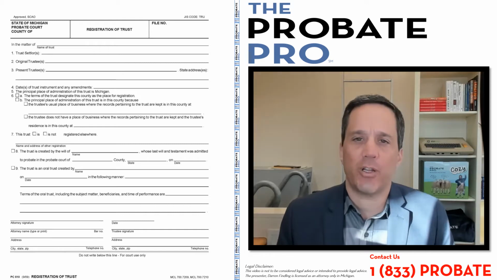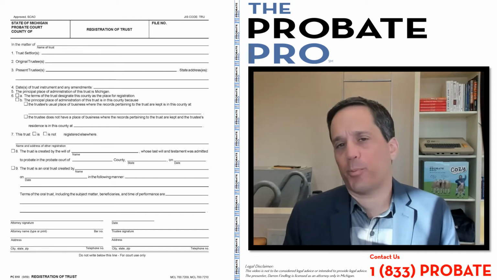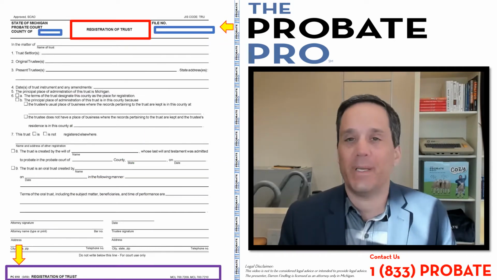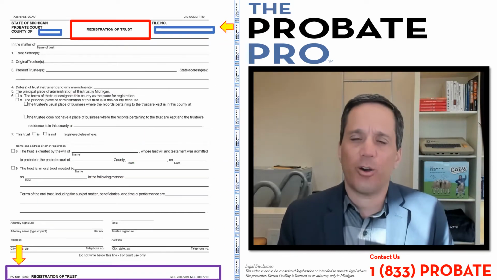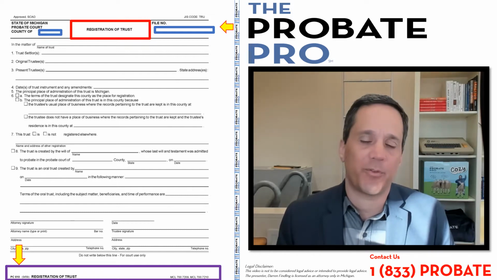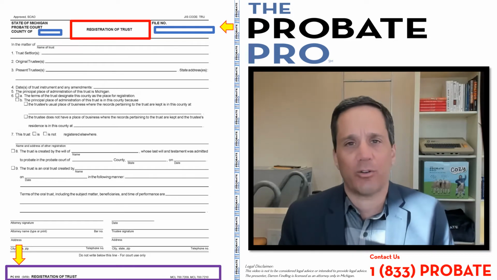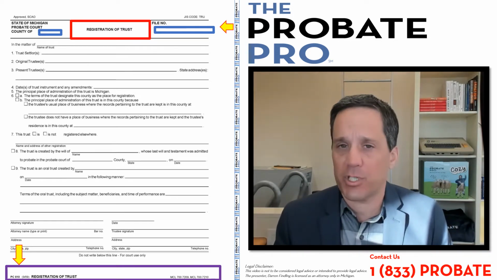The registration of trust. Hi, I'm Darren Findling of the Probate Pro, and we're going to examine a SCAO form, PC 610, from the State Court Administrative Office, PC for Probate Court. This form is readily obtainable. You're welcome to contact our office. We'd be happy to give it to you free of charge.